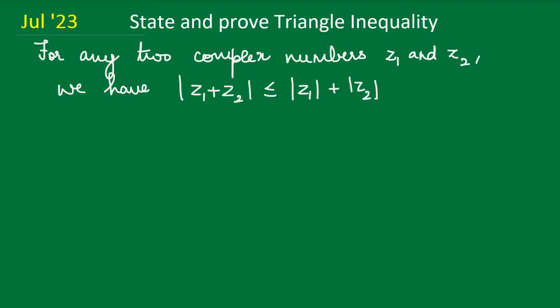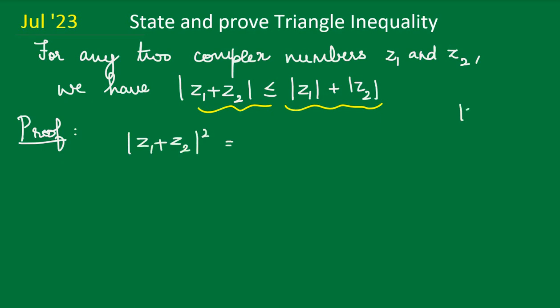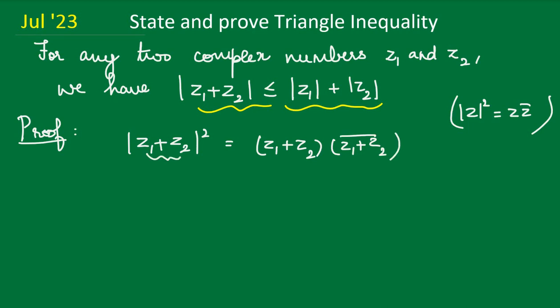State and prove that modulus of Z1 plus Z2 is less than or equal to modulus of Z1 plus modulus of Z2. We have to prove this here. So coming to the proof, let us take modulus of Z1 plus Z2 the whole squared first. We know that modulus of Z square is equal to Z Z bar. So using this, this can be written as Z1 plus Z2 into Z1 plus Z2 the whole bar, considering this as Z.